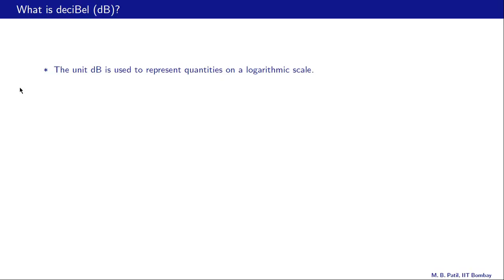We are now going to look at how to plot things like gain of an amplifier as a function of frequency. And before we do that, it is useful to look at this unit called decibel, or dB in short. The unit dB is used to represent quantities on a logarithmic scale as opposed to a linear scale. Because of the log scale, dB is convenient for representing numbers that vary in a wide range, for example, a quantity that varies from 0.1 to 10 raised to 5.